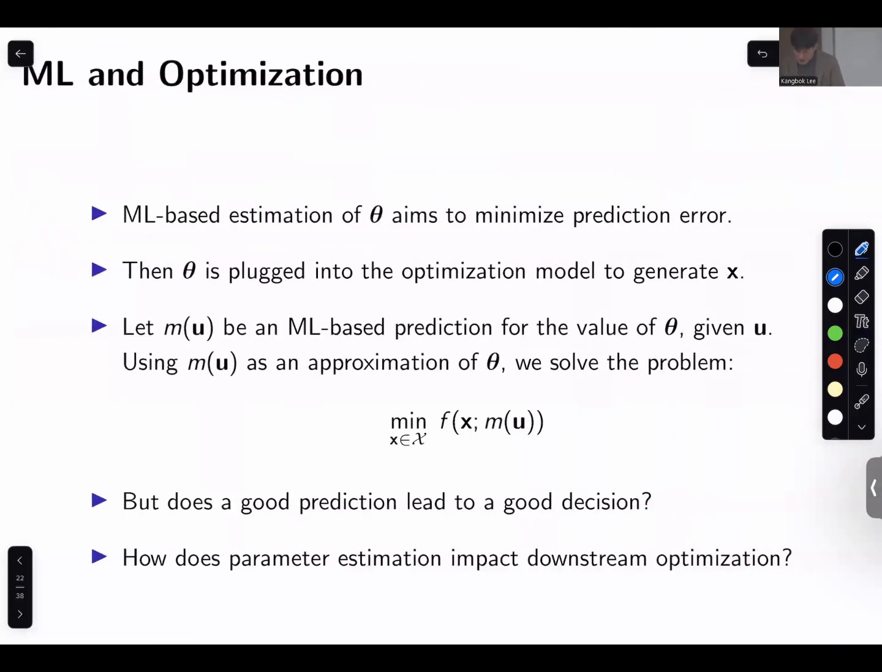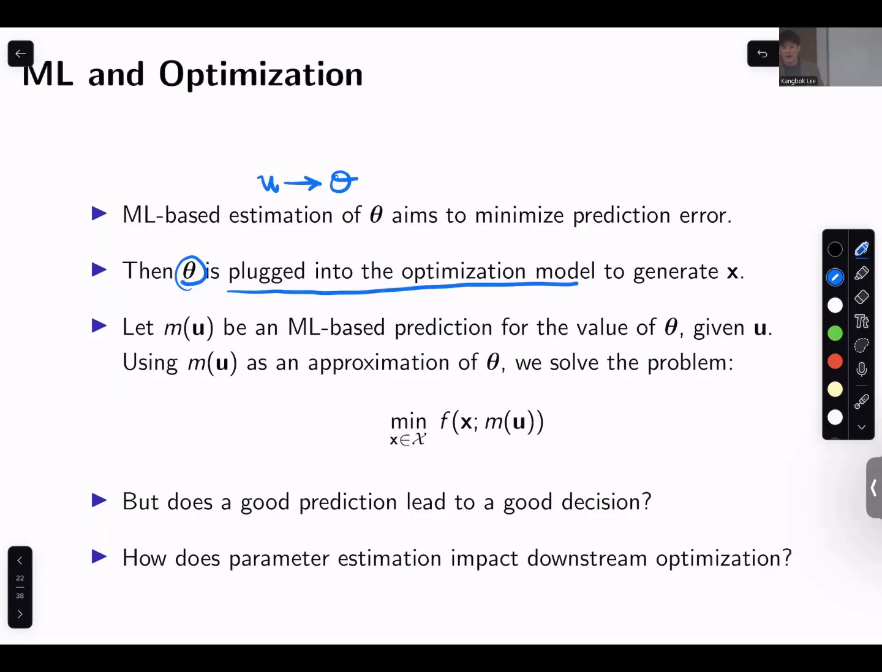Now, by utilizing the contextual data, you can estimate theta using ML. The ML-based estimation of theta tries to minimize prediction error. So you use the contextual data, use ML to estimate theta, and then you plug this into your optimization model to generate X.